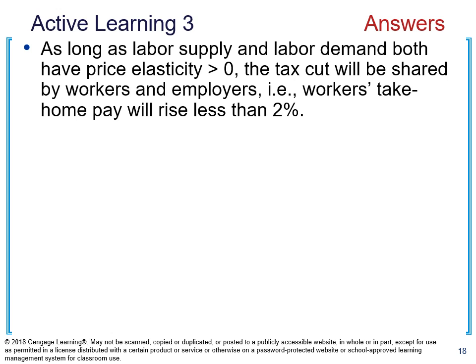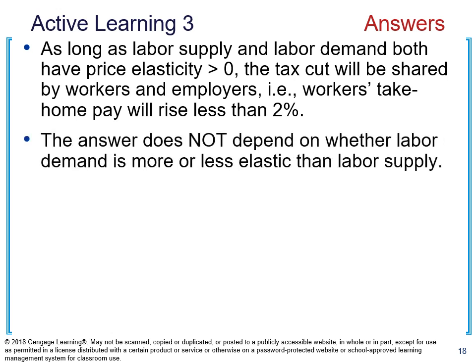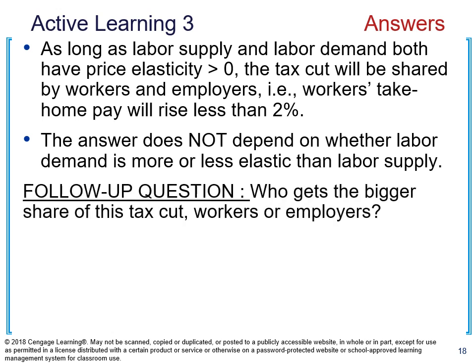So if the tax cut is 2%, then the take-home pay of workers, at least in equilibrium, will rise less than the tax cut of 2%. And also notice that this outcome, that the incidence of the tax is shared between both sides of the market, does not depend on the elasticity, right? So the fact that it is shared does not depend on the elasticity. However, the size of the share will depend on the elasticities.